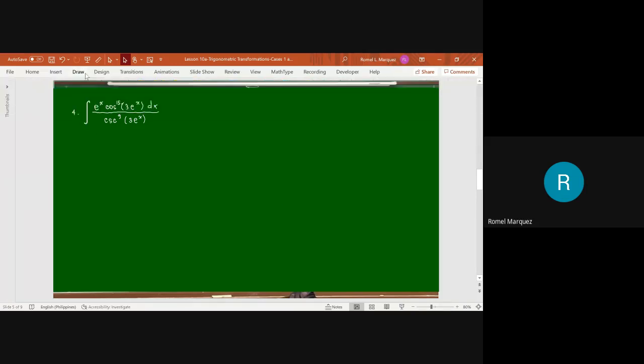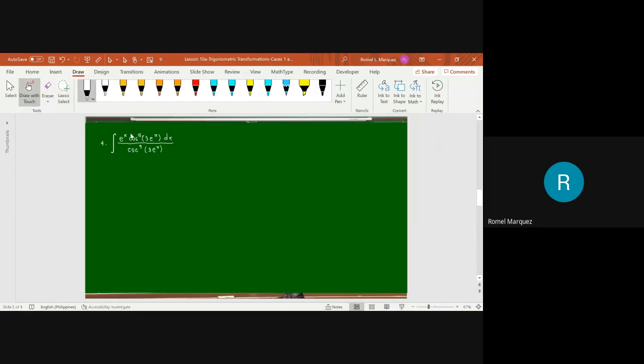What about this? First, let's see if this can be expressed in the form of sine to the m, cosine to the n. No? Let's check. The dogs are noisy. We have e to the x that is possible to be differential of e to the x. So the argument is 3e to the x for the cosine and cosecant. So it means e to the x should be part of the dx. Okay, guys? So we have here cosine to the ninth. When you bring it up, that is sine to the ninth. Remember, 1 over cosecant, that is sine. Okay? So that is sine to the ninth.